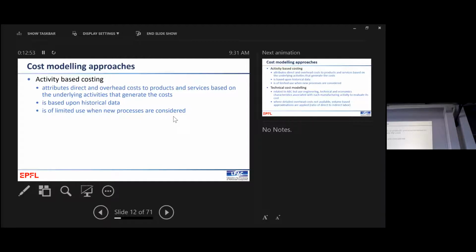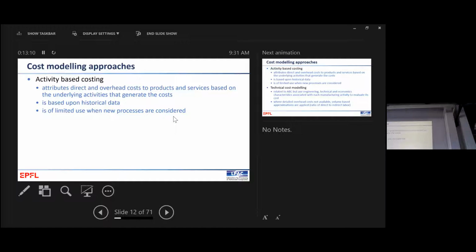So that's not so useful if it's a new process, because you don't know all these things. You don't know the cycle time of your composite molding process. You can simulate it, you can work it out, but you don't actually know. How much does the machine cost? Well, how big does it need to be? We need to work it out.